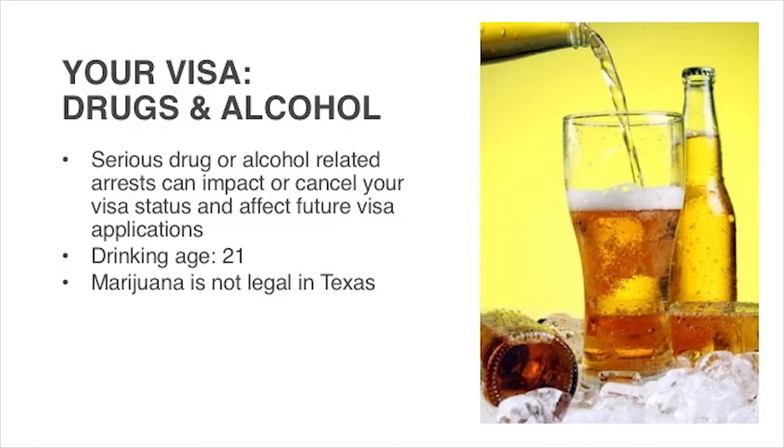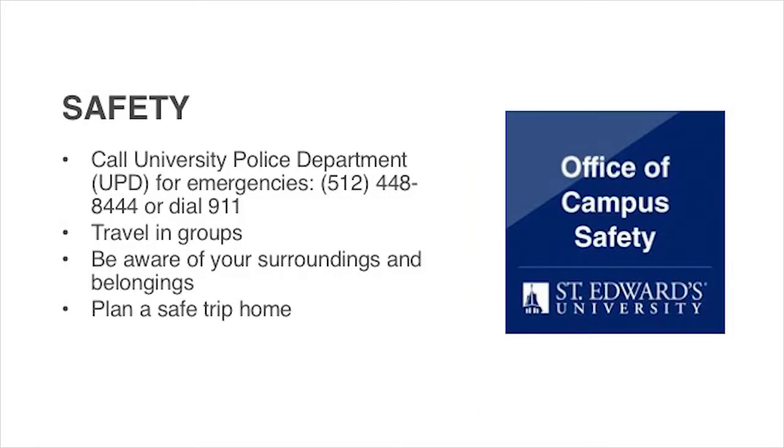Serious drug and alcohol-related arrests can impact or even cancel your student visa status, and it can have effects on future visa applications. In the United States, the drinking age is 21 years old. In Texas, marijuana is not legal. For information about safety, we recommend students to contact our university police department, and for emergencies, you can dial 911. Just like in any country, we recommend students to travel in groups, to be aware of your surroundings and belongings, and plan for a trip home.